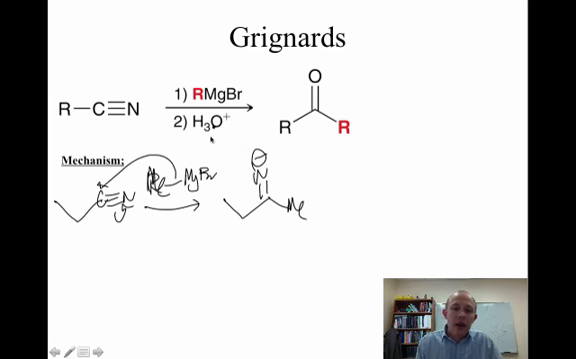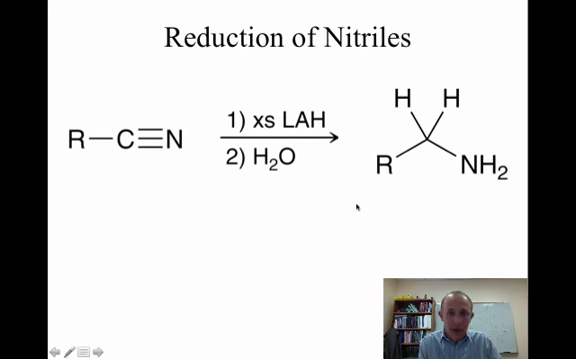And then if we add acid, what do we form? Well, initially we form an imine, and we already know that imines hydrolyze to ketones under these acidic conditions. The last thing to talk about is that we can reduce nitriles with lithium aluminum hydride to give primary amines, just like we can with amides.